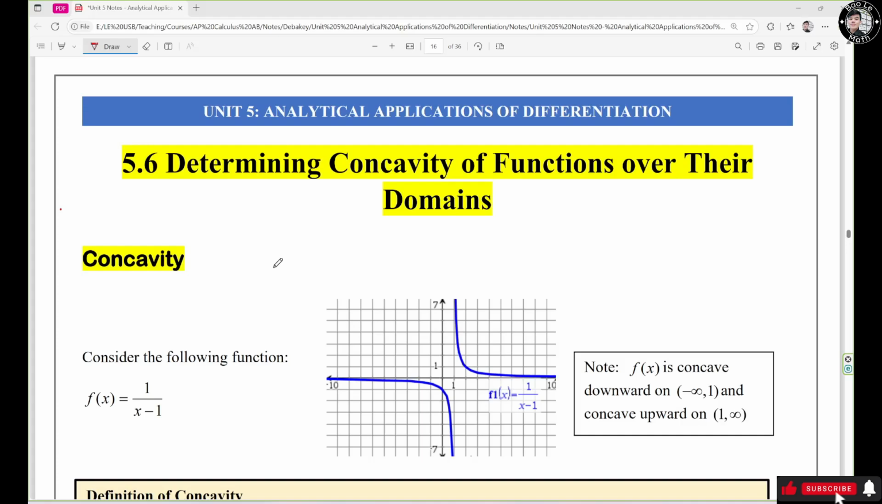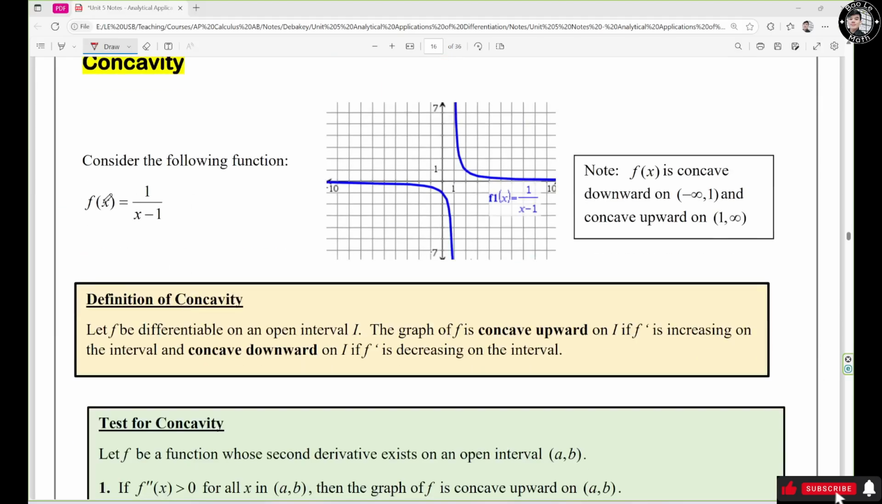Hello everyone, in this video we will explore the topic 5.6, determining concavity of functions over their domains. I. Concavity. Consider the following function f of x equals 1 over x minus 1. If we use the graphing calculator and graph it, it's going to be something like this. This one is the rational function.